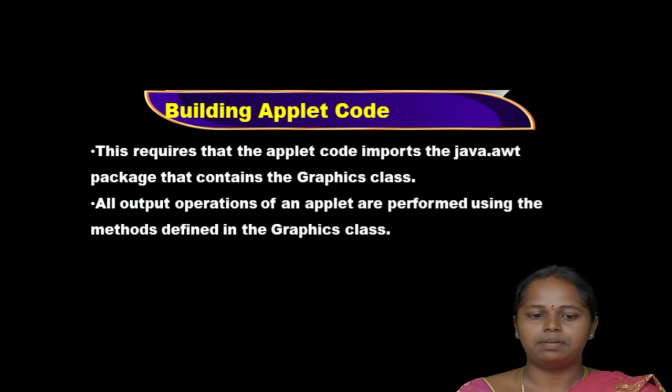So building applet code requires that the applet code imports the java.awt package that contains the Graphics class. So the Graphics class is inside the AWT package, and it's a container in Java. So all output operations of an applet are performed using the methods defined in the Graphics class.